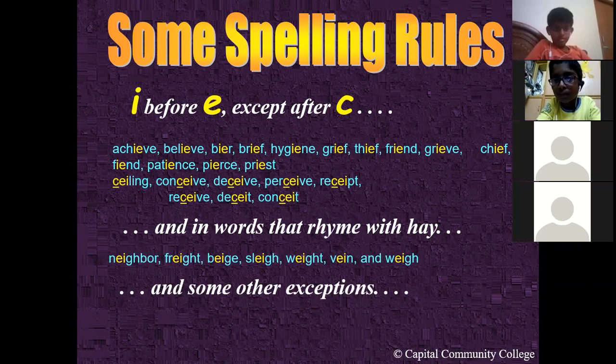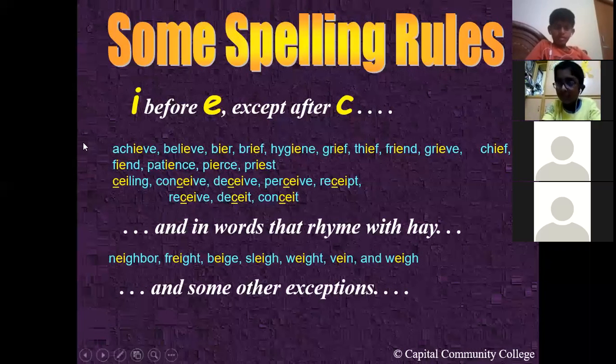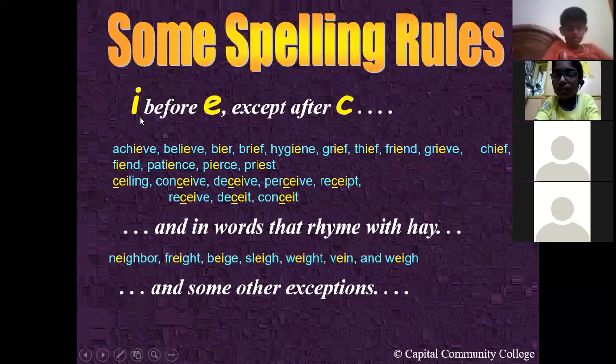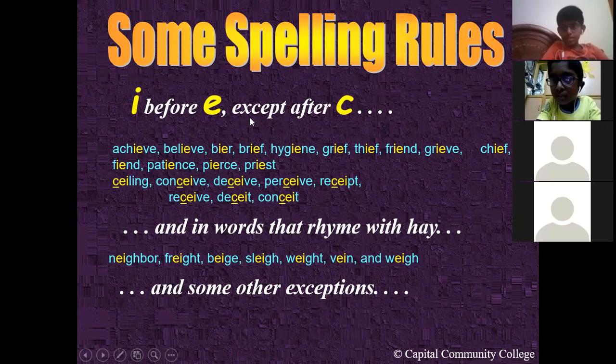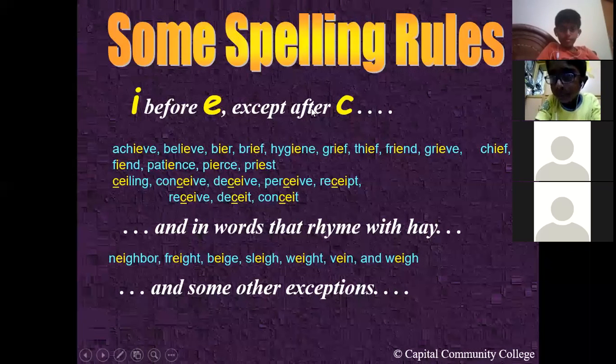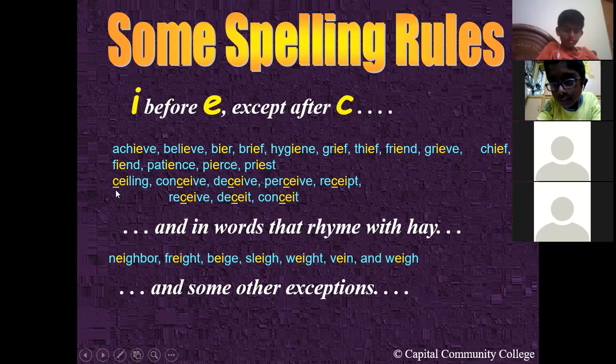Right. So, examples. What is the first concept we discussed? We have to place letter I before E. Okay, that is the first concept, except after C. So if there is a C, then we can change the order: C, E, I.